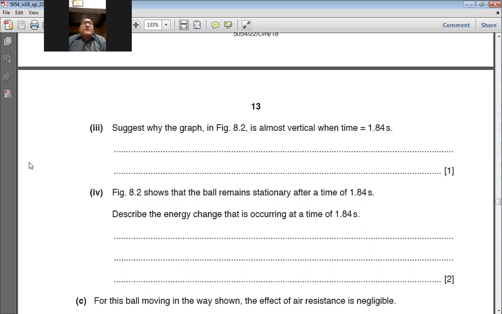The graph became vertical because the ball has touched the ground, and a very large deceleration has been produced. When it hit the ground, all its velocity all of a sudden becomes 0. In a very short time, its velocity becomes 0. So that's why the graph has become vertical, because the value of the deceleration is quite large.